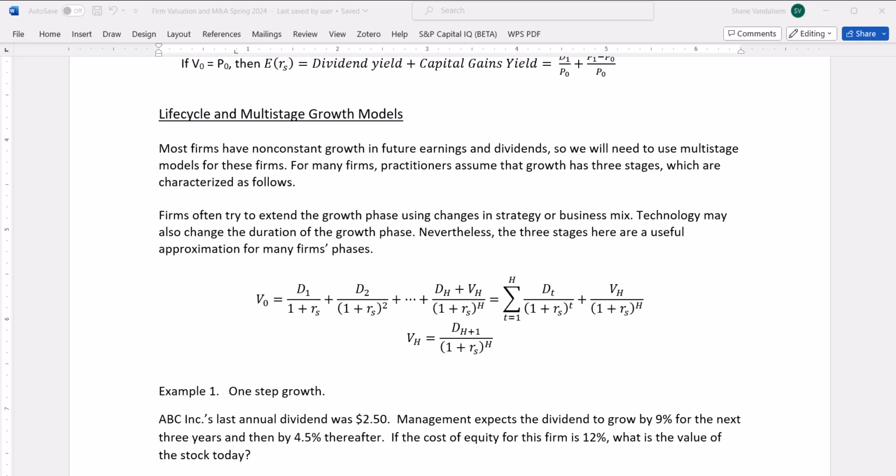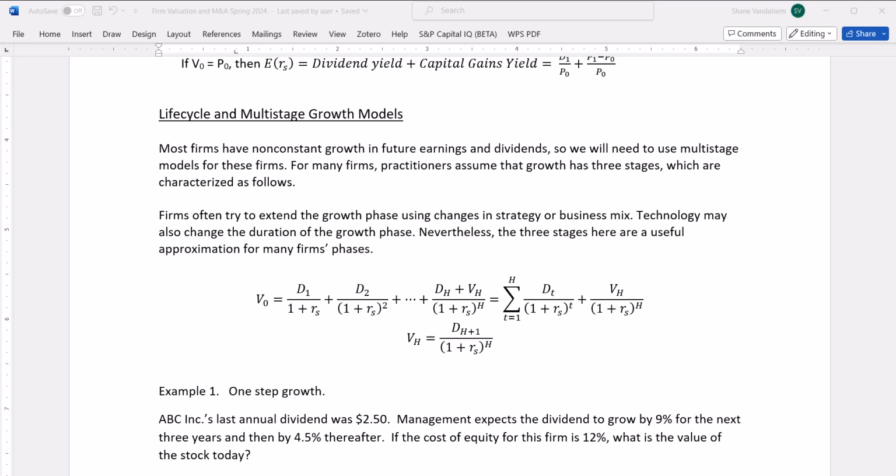So what I have here says most firms have non-constant growth in future earnings and dividends. So we need to use multi-stage models for these firms. For many firms, practitioners assume the growth has 3 stages, which are characterized as follows. Firms often try to extend their growth phase using changes in strategy or business mix. So oftentimes, when a company first starts off, they've got a single product, and it'll get to a point where they've saturated the market with that product to the extent that they can.